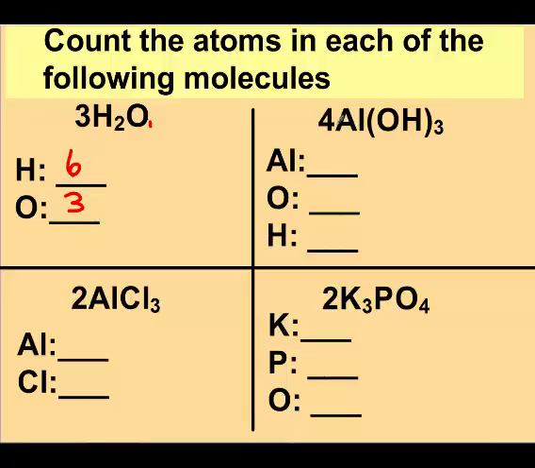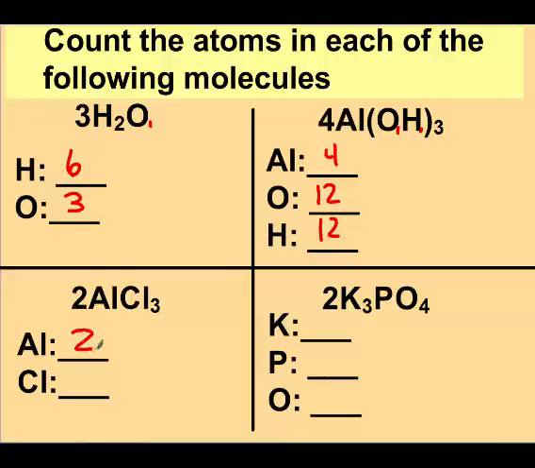Or you can say I've got 4 aluminum. I have 1 times 3, which is 3, times 4, oxygen, and 1 times 3, which is 3, times 4, 12 hydrogens. Go ahead and try the next 2 on your own. Restart when you have those done.